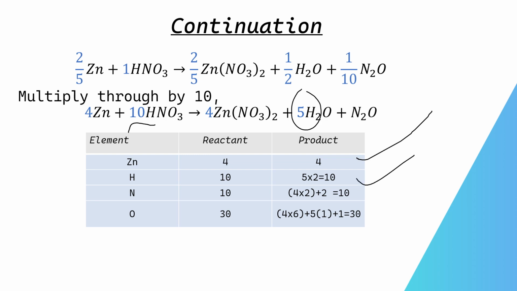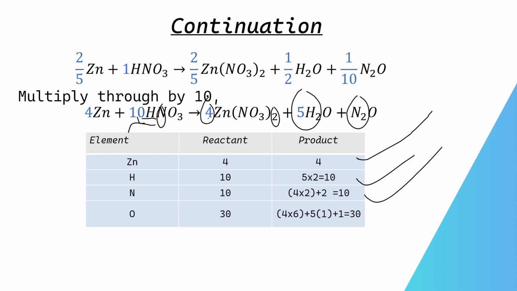Now for nitrogen, here it is 10. Now when we come to this side, 2 times 4, then 2 times 1, so 2. So 4 times 2 plus 2, and that will give us 10. So it is also balanced.